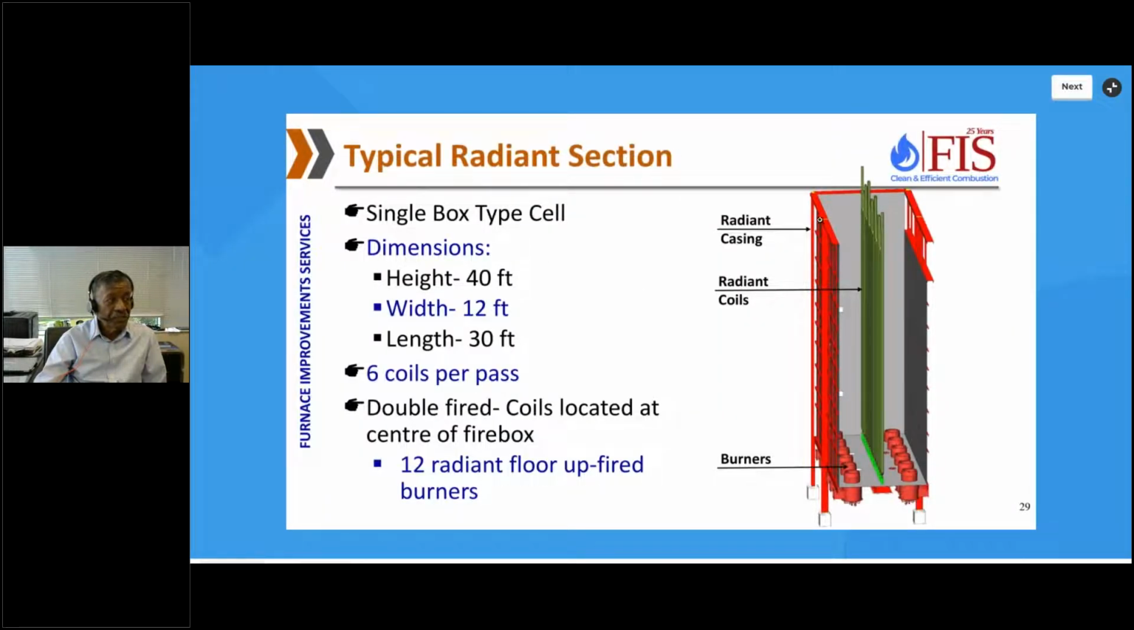You can see this furnace has a height of 40 feet, width about 12 feet, length around 30 feet. It has 6 coils per pass, and there are basically 12 burners. So it looks like a little smaller heater, but that's typically how the radiant section will be configured.